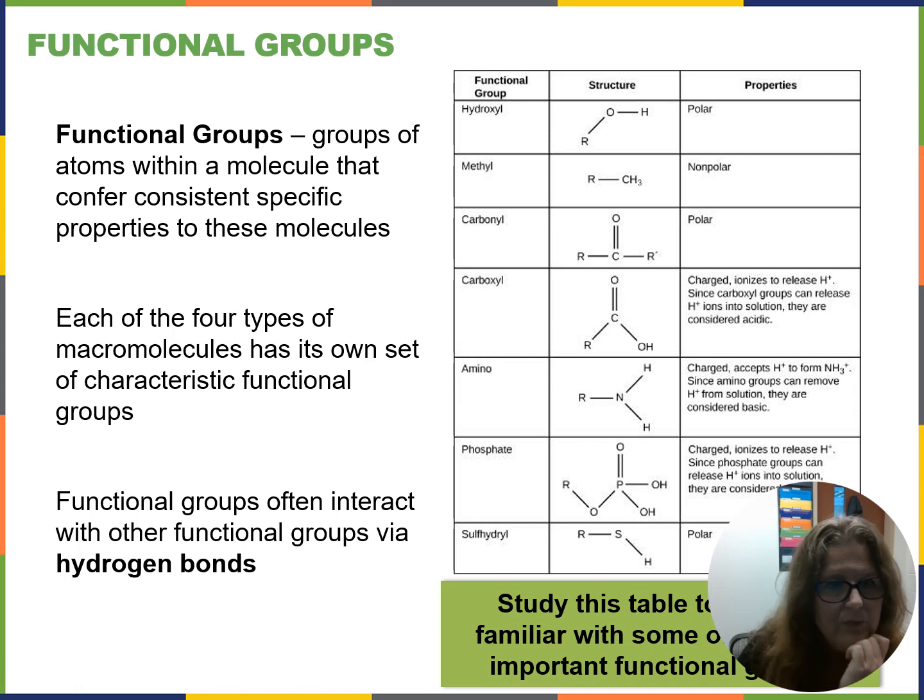Functional groups. These are going to come up especially when we get into amino acids. Each of the 4 types of macromolecules has its own set of characteristic functional groups. And these are groups that have consistent specific properties to these molecules. And these are going to interact with other functional groups via hydrogen bonds.